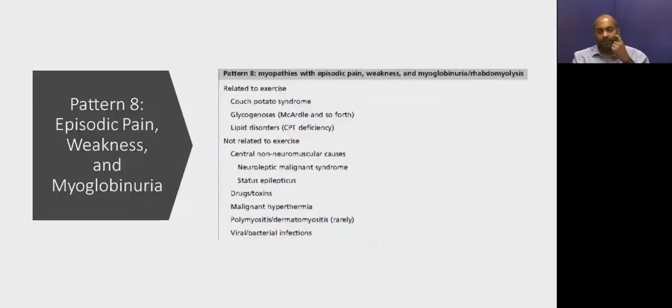Right. So there are a couple more patterns. This pattern will be episodic pain, weakness, and myoglobinuria related to exercise. So exercise precipitating weakness, pain, and myoglobinuria. When we have this pattern, we have to think of metabolic myopathies, glycogen storage or lipid storage.